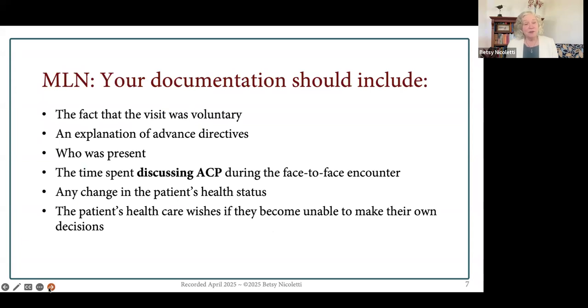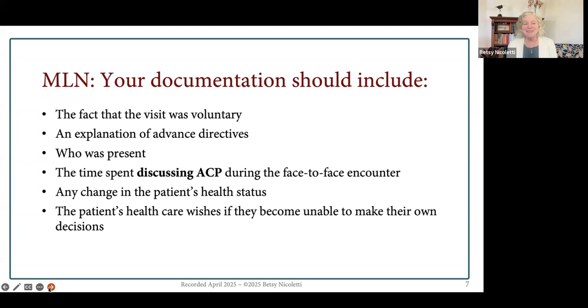The MedLearn Matters article says your documentation should include the fact that the visit was voluntary. An explanation of advanced directives. What does this mean? What are we going to talk about at this meeting? This is for a discussion about whether you want to be resuscitated, what kind of interventions you would want when you're no longer able to make that decision. So an explanation of that. Who was present?